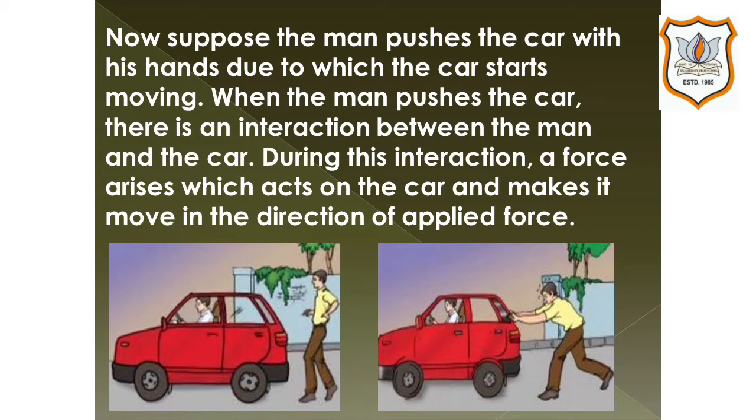Students, please note that the man has to push the car to make it move. Hence, the two objects which are interacting for the force to come into play and show its effect are the man and the car. So, students, from the above example of a stationary car and man, only the man is capable of applying force to the stationary car.